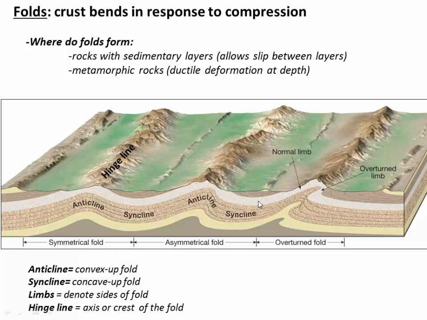We refer to fold limbs as being the rocks on either side of the fold. So this would be one limb, and then this would be the other limb of the fold. And then we also can talk about a hinge line or an axis of the fold, which is basically a linear direction that represents kind of the crest of the fold. That would be called a hinge line.